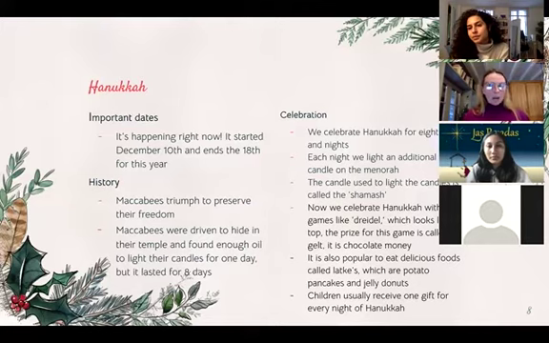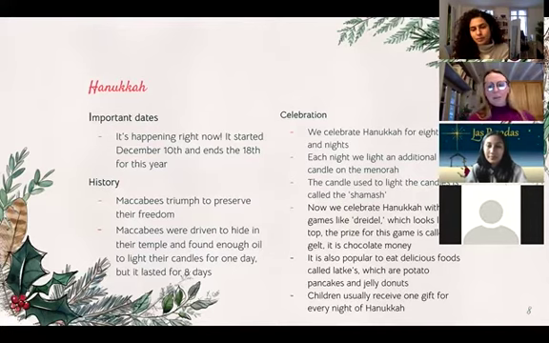In modern times, we celebrate Hanukkah with games like dreidel. It looks like a top that you spin. It has 4 different symbols on each side. And when you play this game, something that you can win is called gelt. It's chocolate money. So it's very delicious.